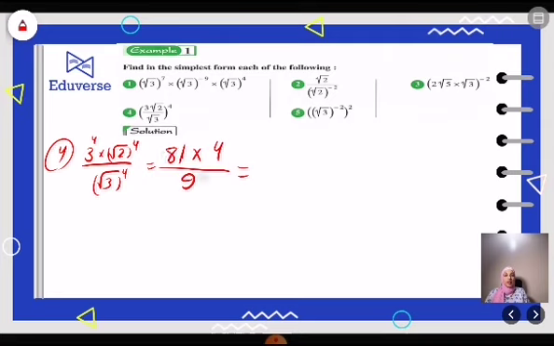And then we can easily simplify it now. 81 divide 9 equals 9. And then 9 multiply 4 equal 36. Let's see the last one here.